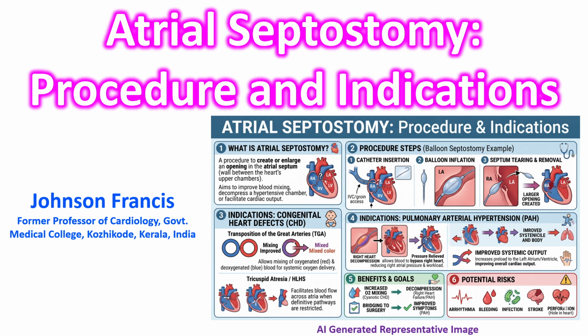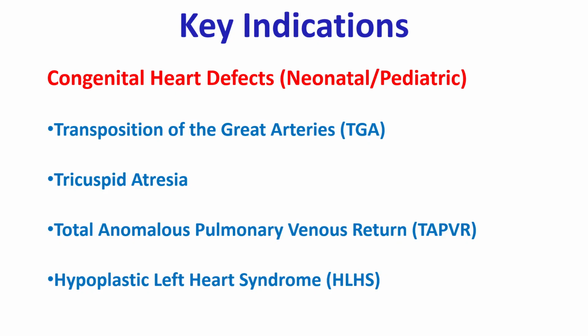An atrial septostomy is an interventional or surgical procedure used to create or enlarge an opening in the interatrial septum, establishing a controlled right-to-left or bidirectional shunt. Depending on the clinical context, the primary goal is either to facilitate intercirculatory mixing of oxygenated and deoxygenated blood or to decompress a hypertensive right heart. Here are the key indications.